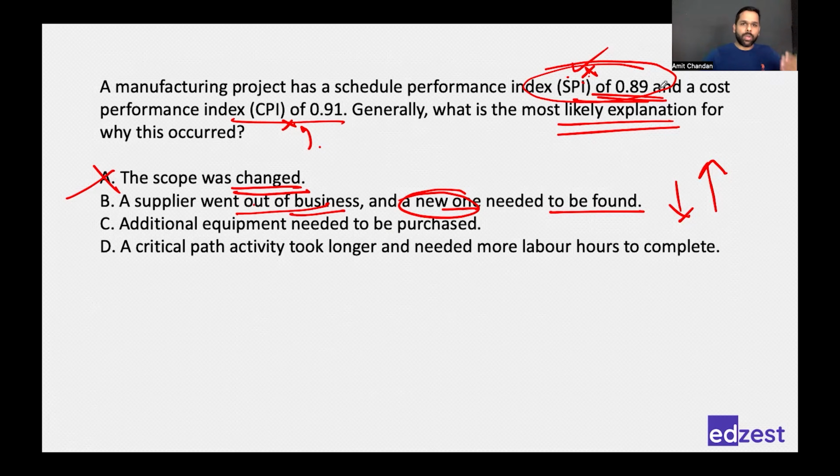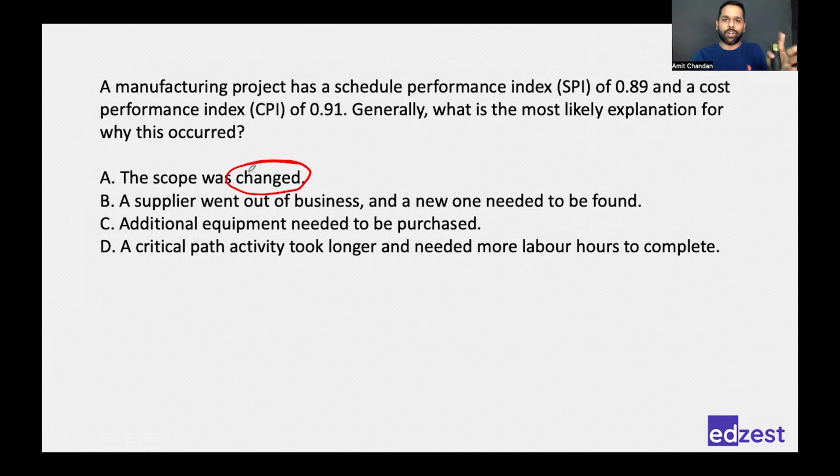Right? So the moment you start being critical, you will start realizing that these words are exactly what it means. We cannot assume, and definitely in PMP, you cannot assume. Scope was changed did not mean whether it is increased or decreased, eliminated. Supplier went out of business and a new one needed to be found. I don't know whether the new supplier charged less or did it for free. Right? So it is a likely explanation, but is it the most likely? I don't know, so I'll park it. Because it may or may not impact.